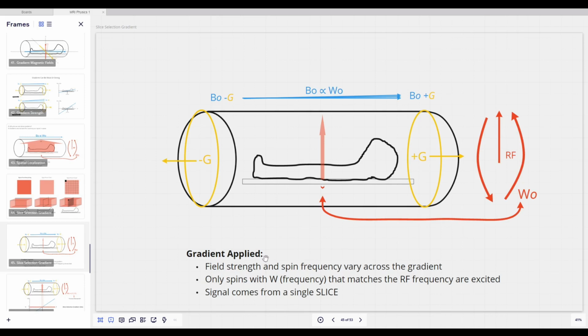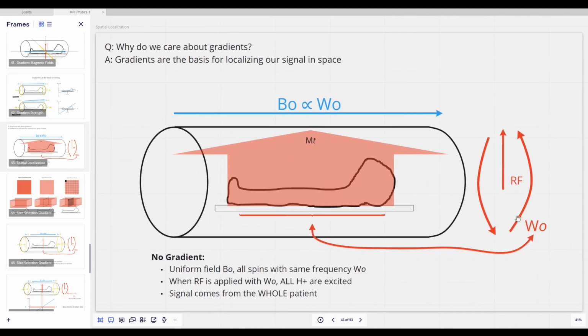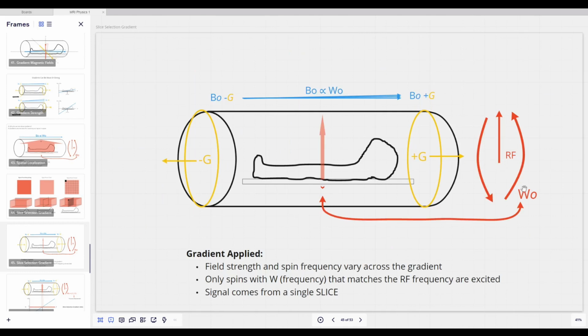So now check this out. With this sort of situation, it's still the same deal. Because of resonance, the only spins in the body that are going to be excited are the ones that have the same frequency as our RF pulse, right? So before here, we said that if we set our RF pulse to a frequency of 5, and all the spins in the body are spinning at 5, we're going to excite everything in the body. Let's say our RF pulse is still set to 5, it's still 5 here in the center, kind of B naught where we started at.